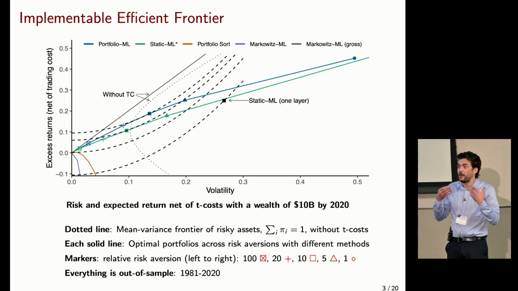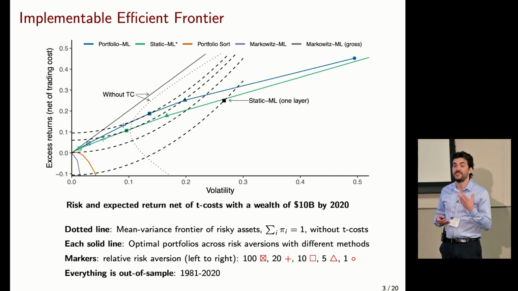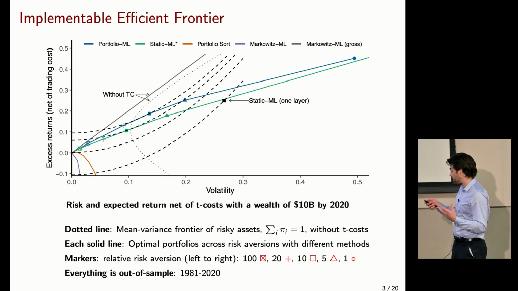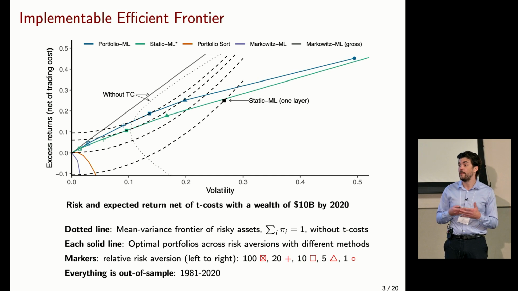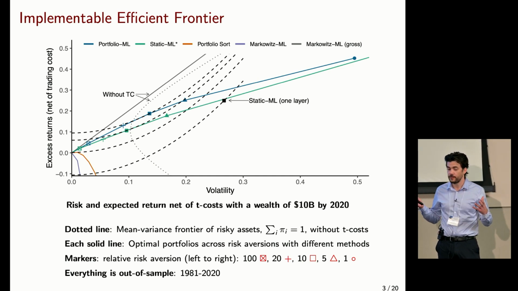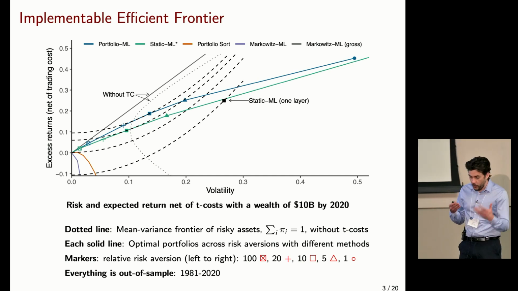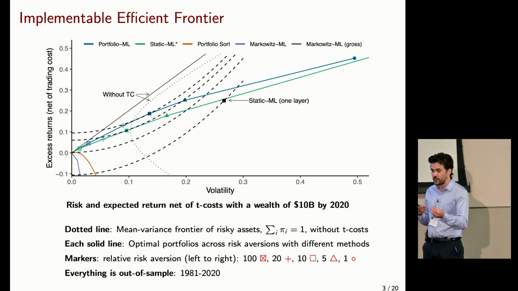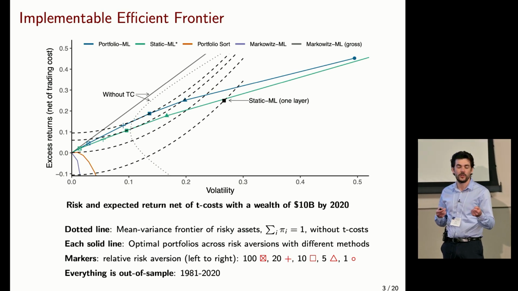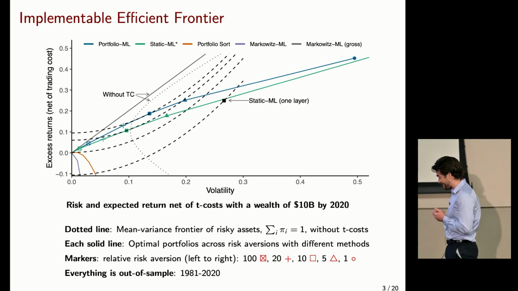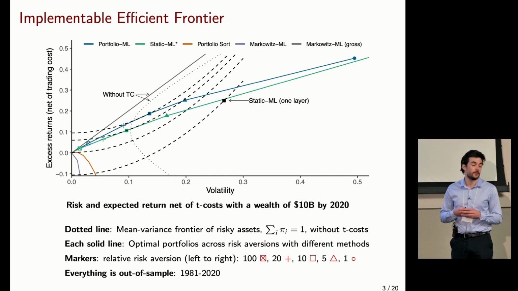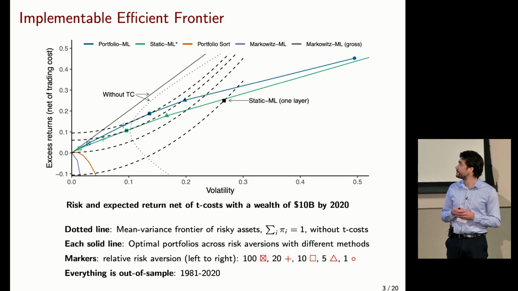So before we think about the implementable efficient frontier, let's start by thinking about the standard efficient frontier. Now, the standard efficient frontier is just a straight line with a slope equal to the maximum Sharpe ratio that you can produce. So before we think about trading costs, what really matters when you're using machine learning is just to generate a portfolio with a high Sharpe ratio. It's just about finding these forecasts to produce a portfolio with a high Sharpe ratio.